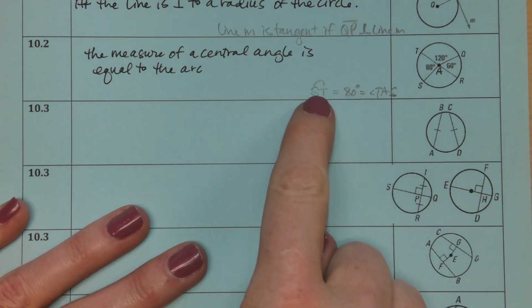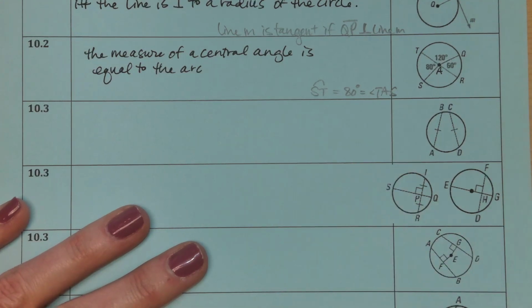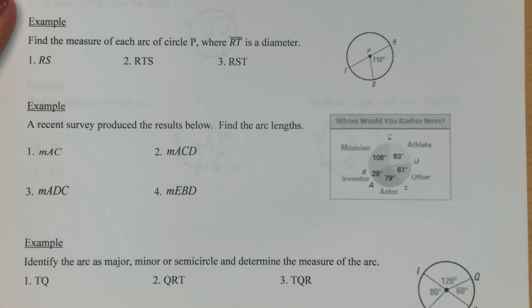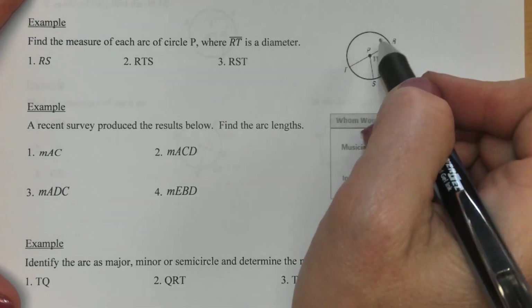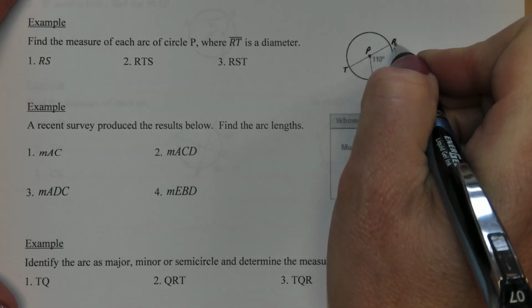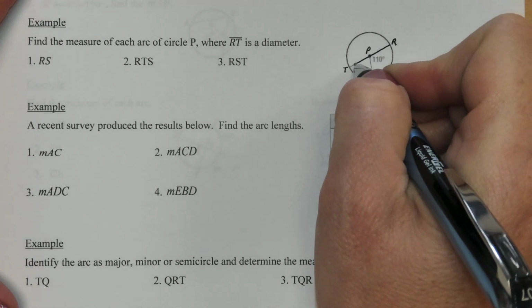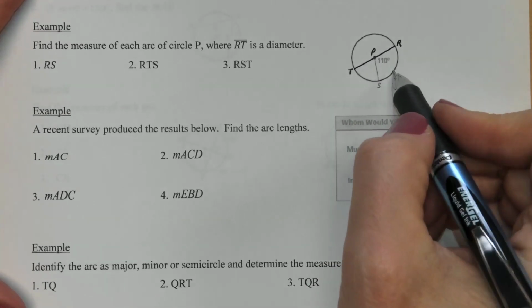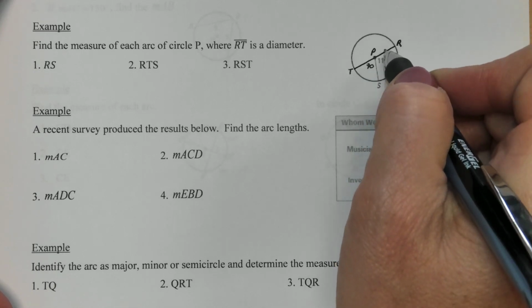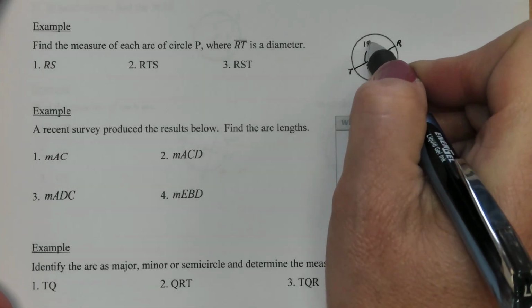Okay, so arcs are equal to your central angles. We'll just do a few different examples of this. The first one says, find the measure of each arc of circle P, and RT is a diameter. Just so you can tell, that's a T, a P, and an R. And they're telling you that this is a diameter, which means it's 180. So if that much is 110, I can figure out this, which is 70. And then this side would be 180.